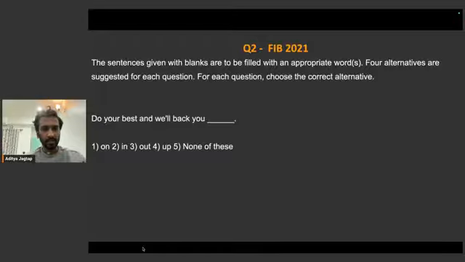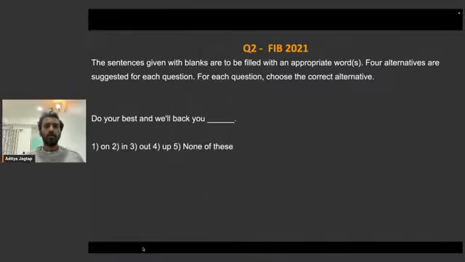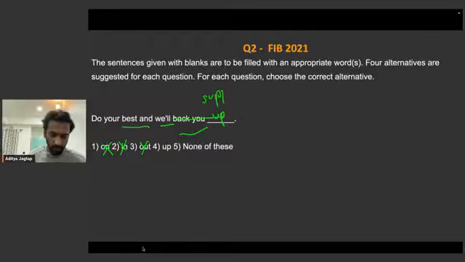All right, so do your best and we'll back you. This really should be very easy. We'll back you up, right? Back you up. We'll back you on makes no sense, back you in makes no sense, back you out. So here, back you up means we will support you. Do your best and we will support you.